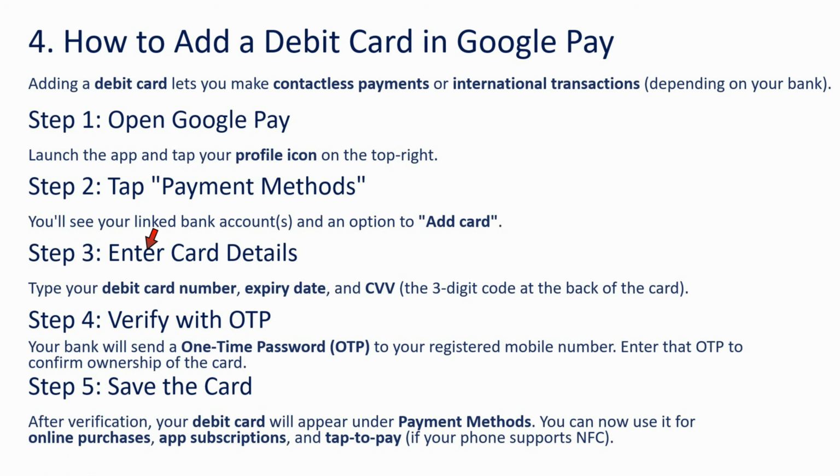Step 3 is enter card details. Type your debit card number, expiry date and CVV. CVV is nothing but the 3-digit code at the back of your debit card. Step 4 is verify the OTP. Your bank will send a one-time password to your registered mobile number. Enter that OTP to confirm ownership of that card.